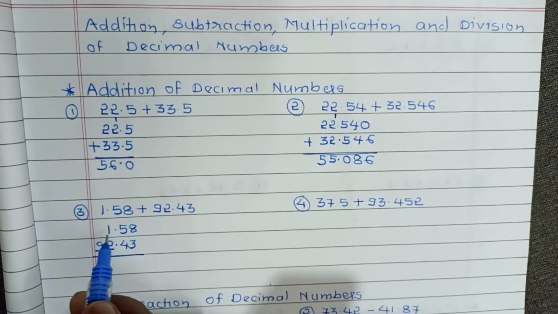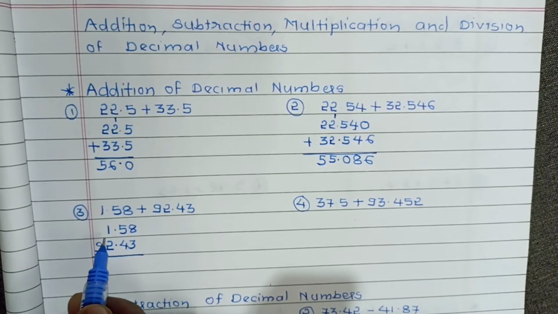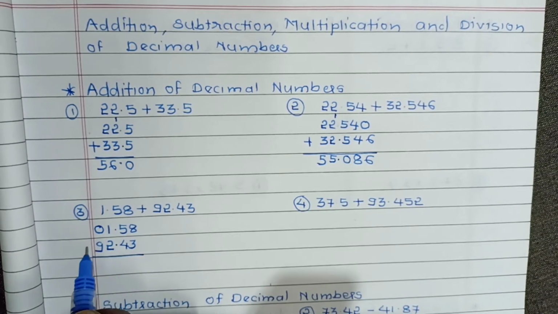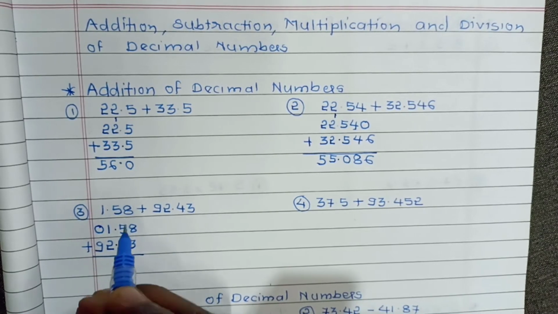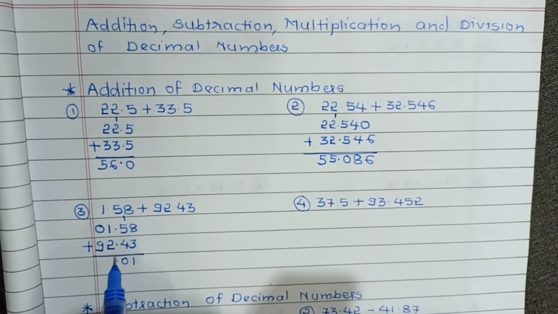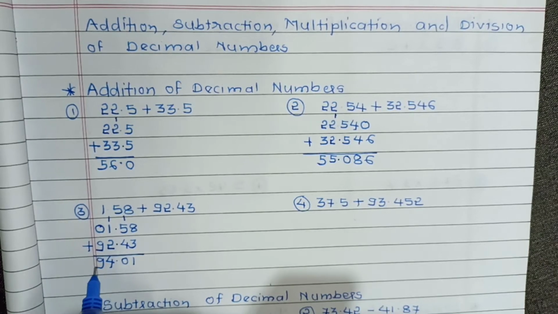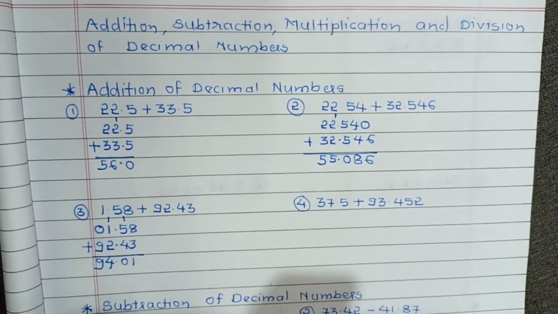So before decimal point here how many digits are there? Only 1. And here how many are there? 2. Therefore you have to join 1 0 here. Now you have to do the addition here. 8 plus 3 is 11. 1 you have to carry. 5 plus 1 is 6. 6 plus 4 is 10. Then 1 you have to carry. 1 plus 1 is 2. 2 plus 2 is 4. And this is 9. So 94.01.